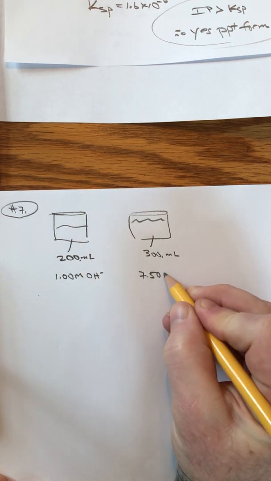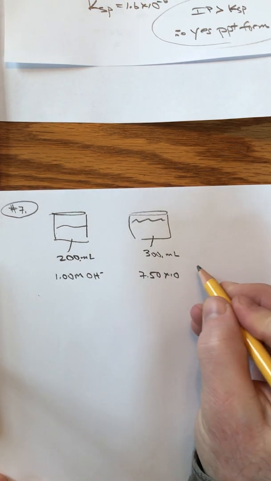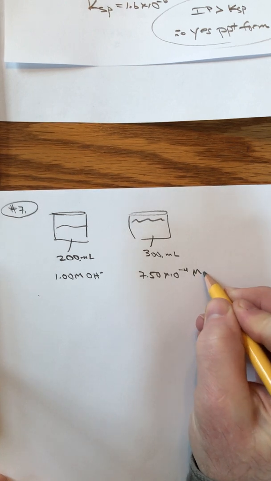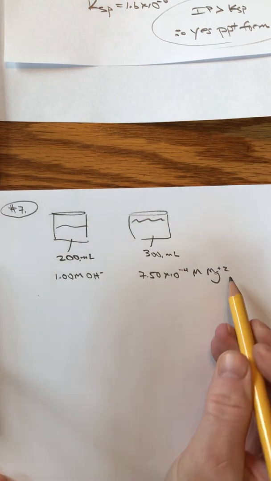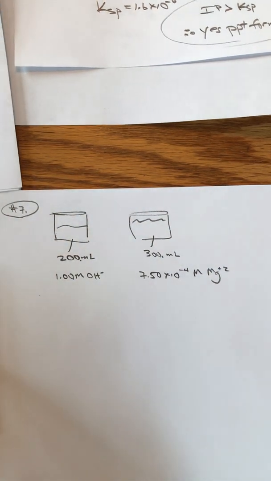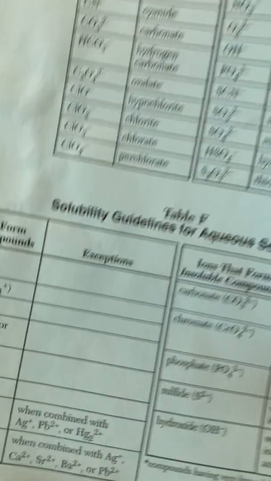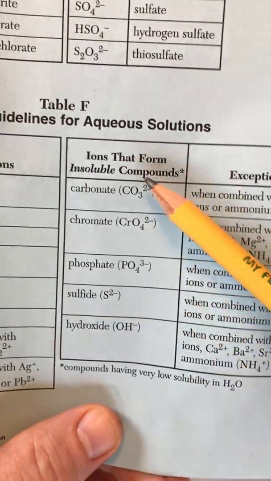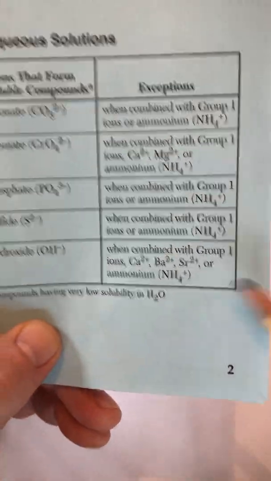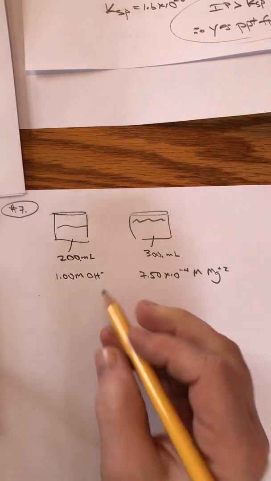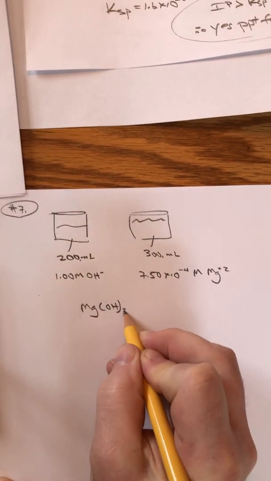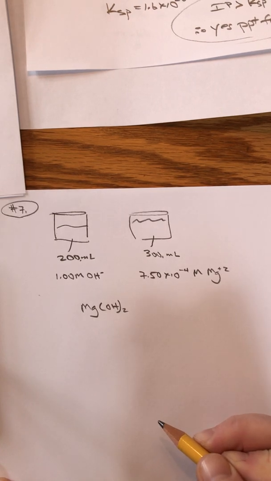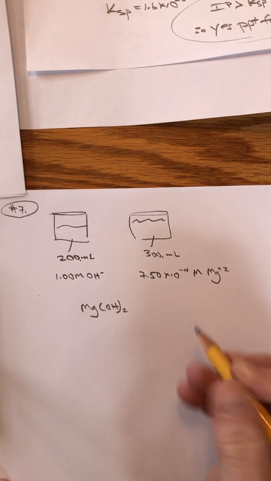It's got 7.50 times 10 to the minus 4 molar magnesium ions. Now, magnesium with hydroxide, once again, if I were to look at table F, hydroxides are generally insoluble, and magnesium is no exception. So Mg(OH)2 would be an insoluble or mostly insoluble substance.